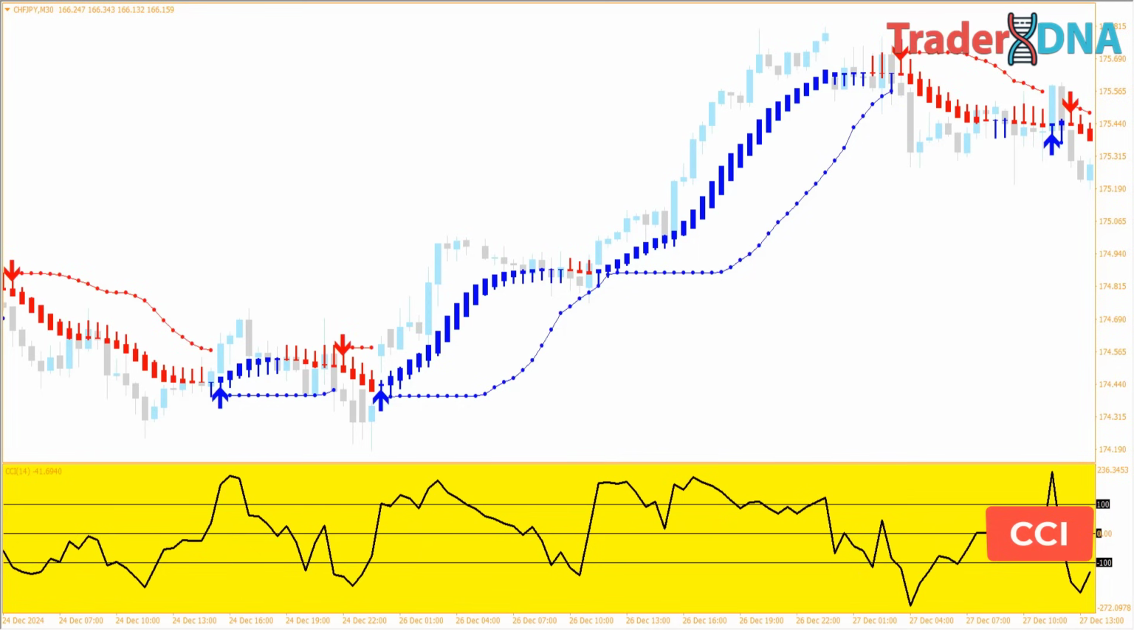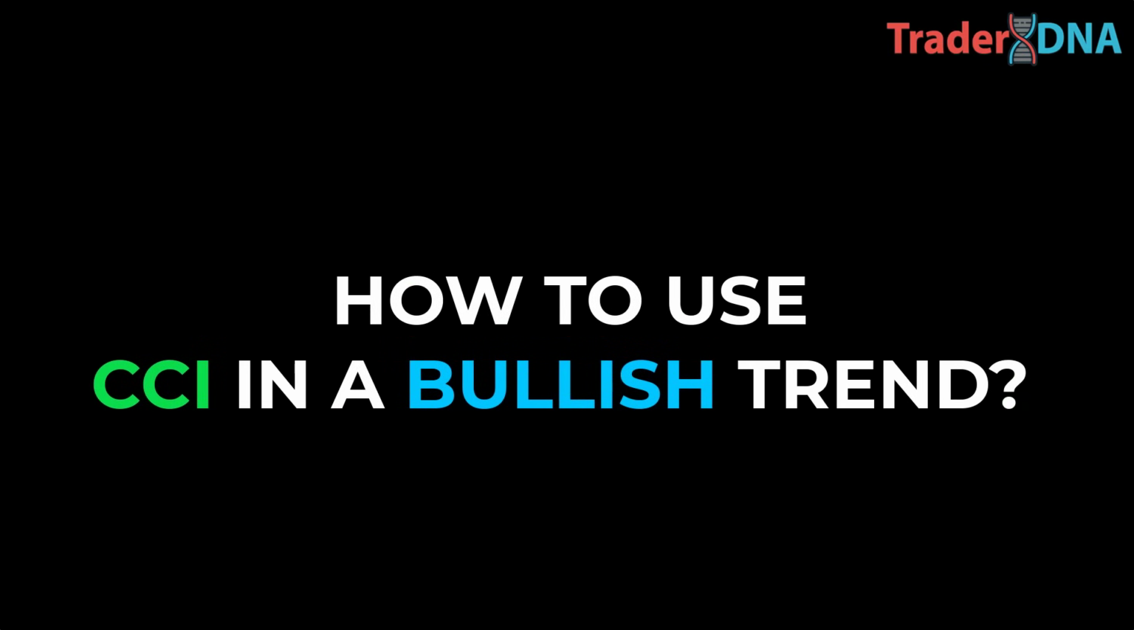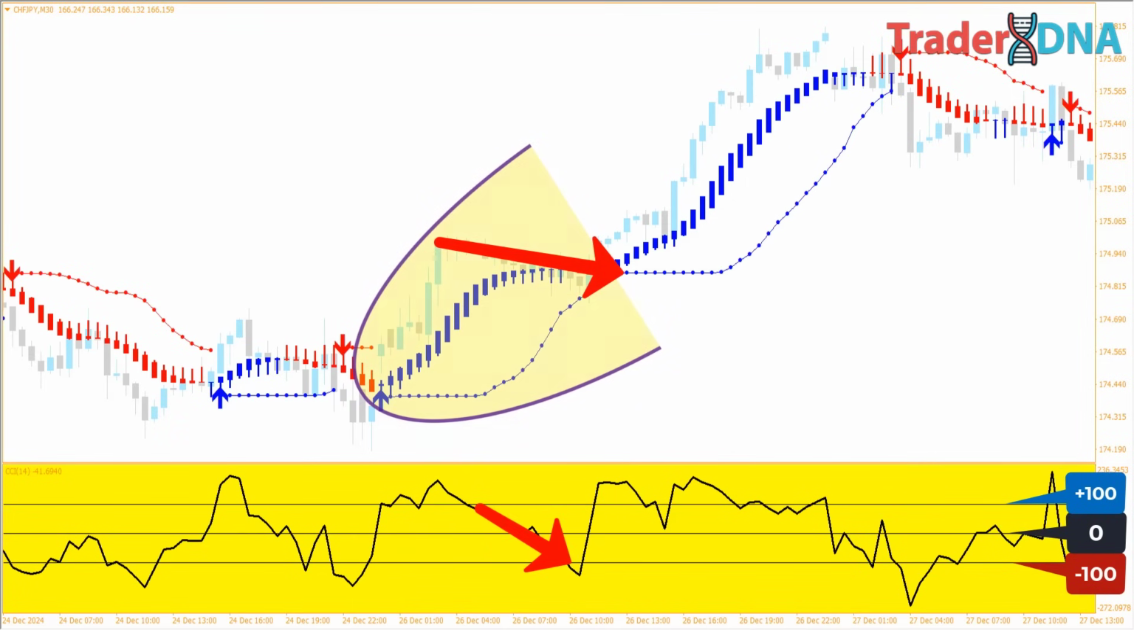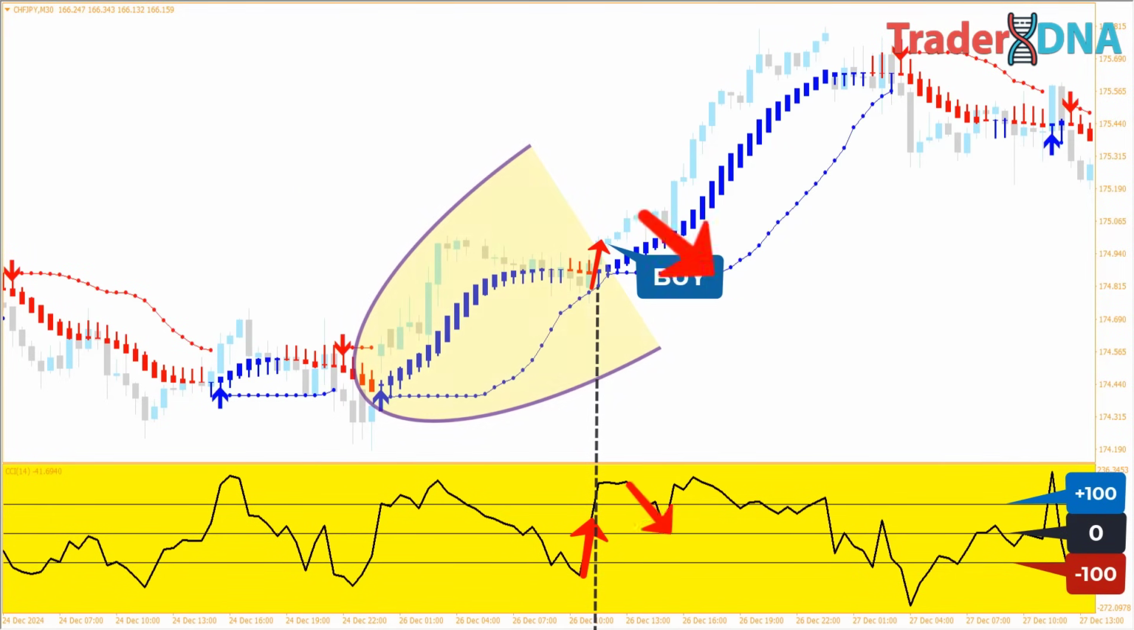The CCI indicator has 3 key levels you absolutely need to pay attention to: -100, 0, +100. These levels are critical when determining whether a trade setup has a high probability of success. How to use CCI in a bullish trend. If the market is in an uptrend but starts to pull back and the CCI line drops below 50, then when it reverses and crosses back above 50, that's a valid buy signal. However, if during the pullback the CCI remains above 50, then the best moment to buy is when CCI breaks above 100, confirming renewed bullish momentum.